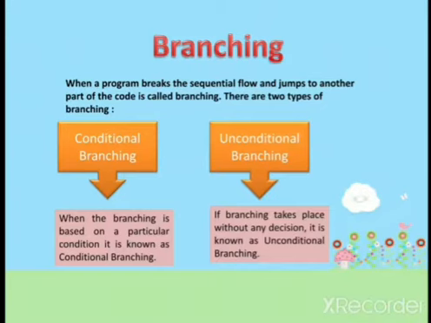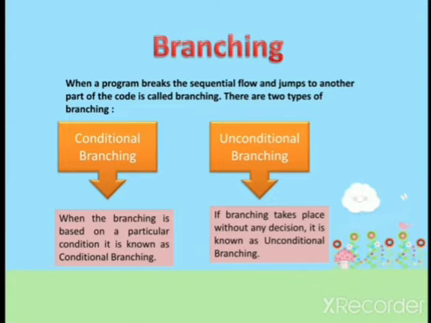Conditional control structure is used as a branching. What does branching mean? When a program breaks the sequential flow or jumps to another part of the code, that is known as branching. Suppose I am making some program and in between I have to check some condition. If it is false, I have to leave some statements and perform some other statements. And if it's true, I perform some statements and leave behind the else part of that particular condition. So that is known as the branching.